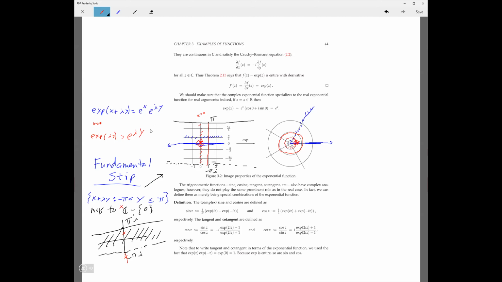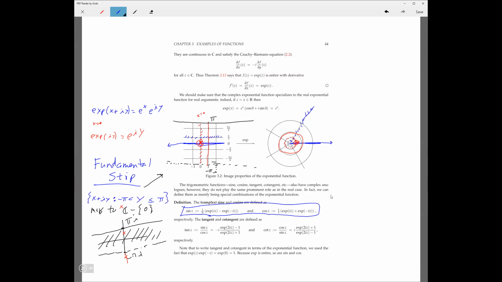Okay, now let's get to the sine and the cosine, the complex sine and cosine functions. Okay, and they're defined this way. So sine z is 1 over 2i times the exponential function of iz minus the exponential function of negative iz. And cosine z is this.